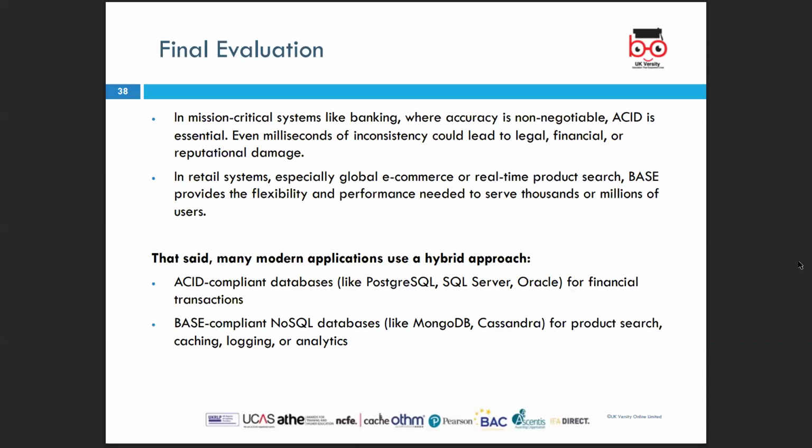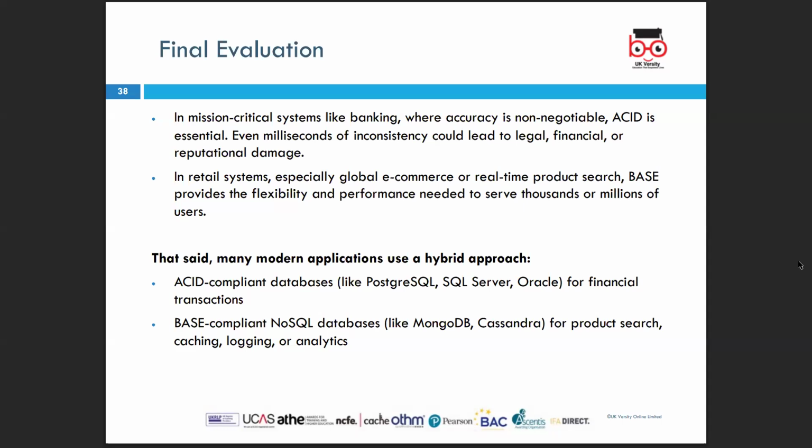When it comes to the final evaluation, we know that in a mission-critical system like banking, where accuracy is non-negotiable, ACID is essential. Even a millisecond of inconsistency could lead to legal, financial, or reputational damage. In retail systems, especially global e-commerce or real-time product search, BASE will provide the flexibility and performance needed to serve thousands or millions of users.